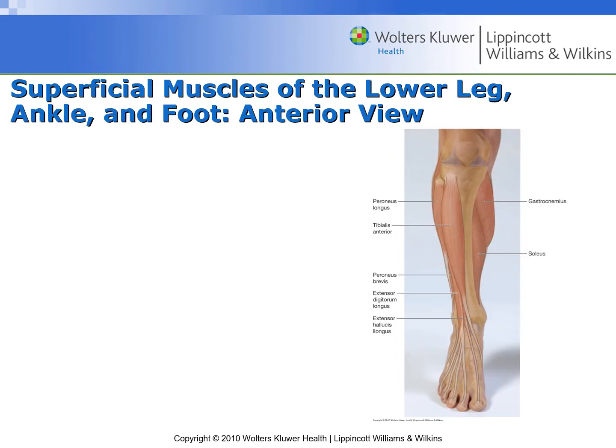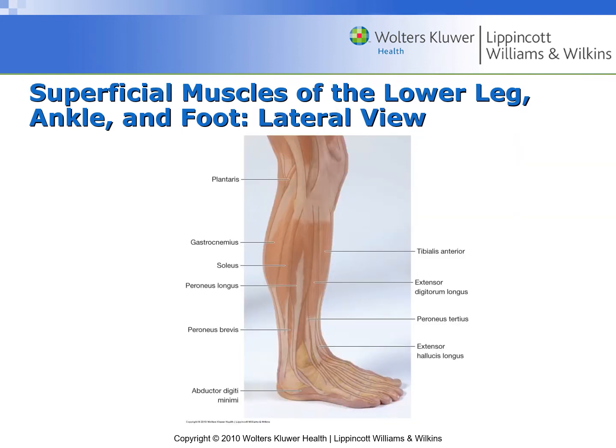Now let's take a look at the superficial muscles of the lower leg, ankle, and foot from an anterior view. Beginning from the left most superiorly, we see the peroneus longus. We can also see the tibialis anterior. We can see the peroneus brevis. We also see the extensor digitorum longus, and we also see the extensor hallucis longus. Over to the right, most superiorly, we see the gastrocnemius, and we also see the soleus.